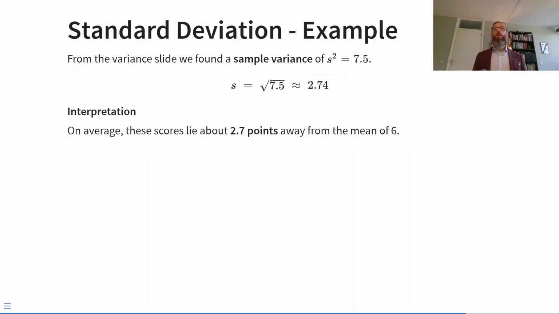So here's an example of calculating the standard deviation. In the previous slide, we found that the sample variance was 7.5. If we take the square root, we get a standard deviation, which is 2.74. So we can say that on average, individual scores lie about 2.7 points away from the mean of 6.